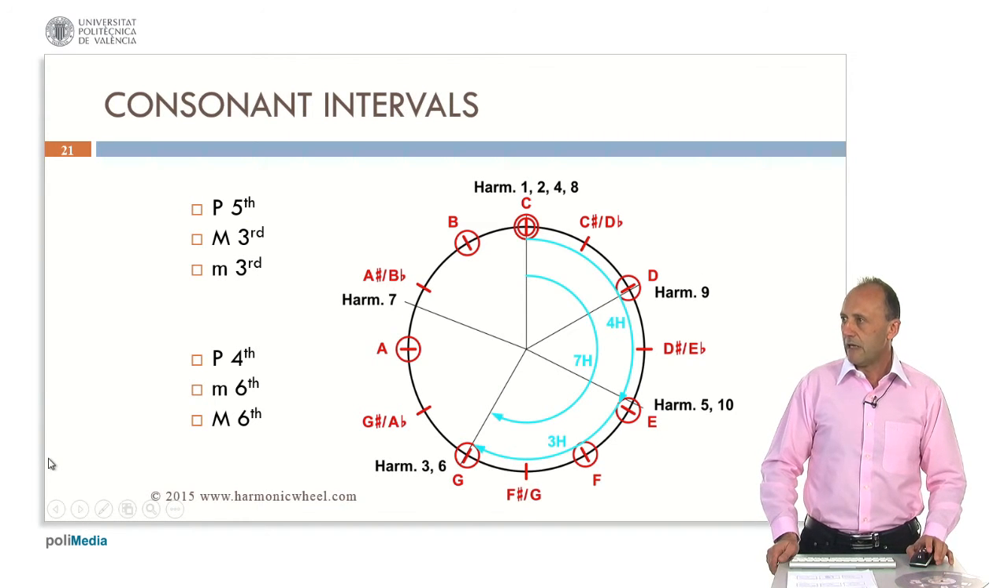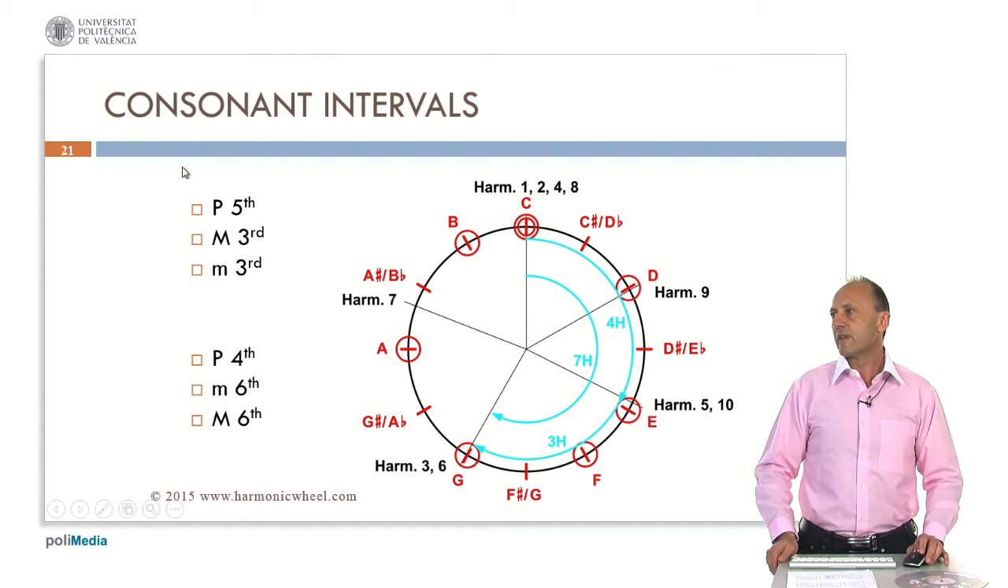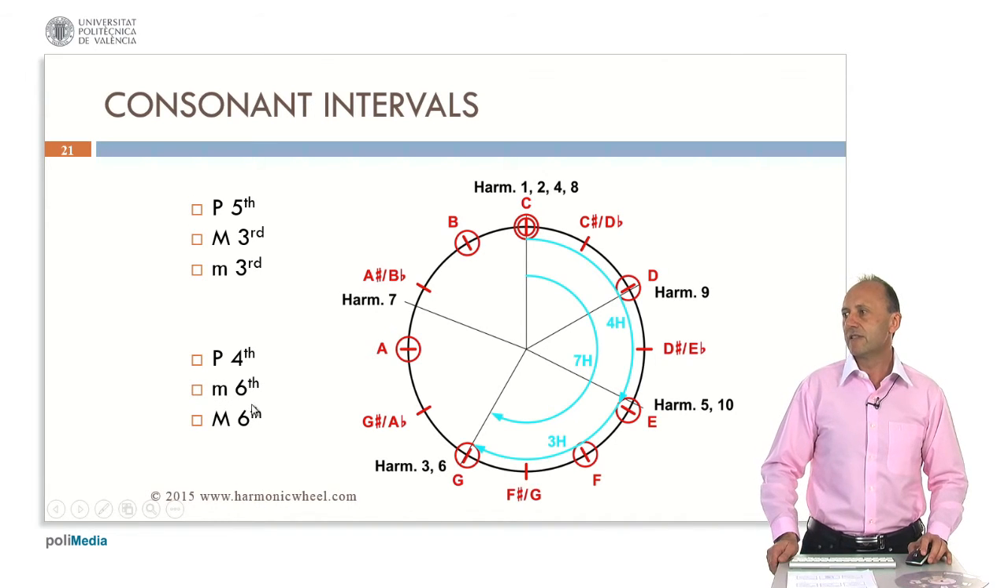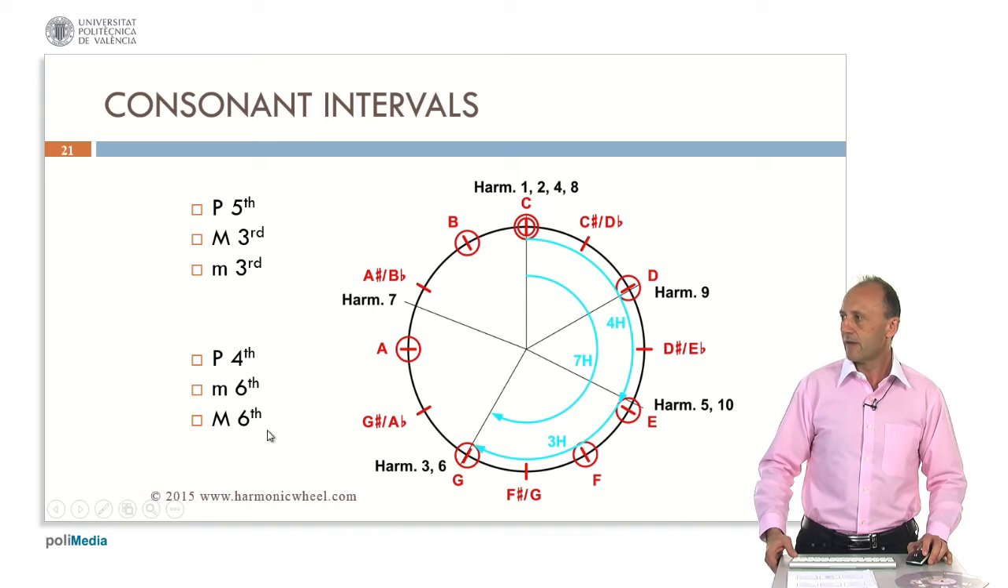Now we can summarize the consonant intervals. They are the perfect fifth, the major third, and minor third, as well as the inversions, the perfect fourth, the minor sixth, and major sixth.